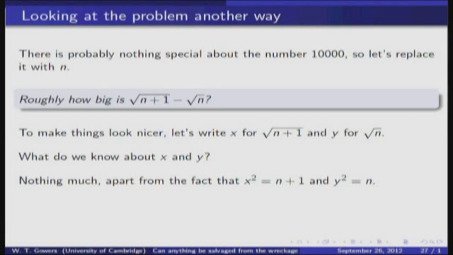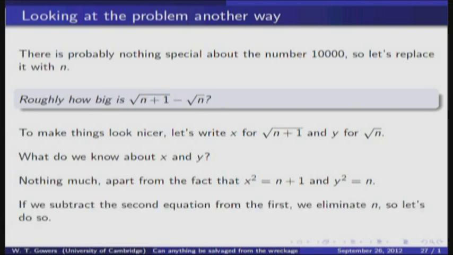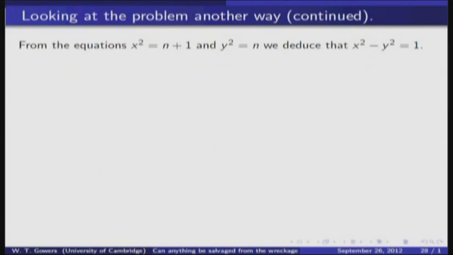Now, having written that down, we ask, is there anything we can do to simplify what we've just got? Well, there is. A reasonably natural thing to do is to try to get rid of one of the variables, and we can subtract the equation y squared equals n from the equation x squared equals n plus 1 and get rid of n. If we get rid of n, we're surely making things a bit easier because we've only got x and y to think about, so let's do that. And what do we get? We get that x squared minus y squared equals 1.